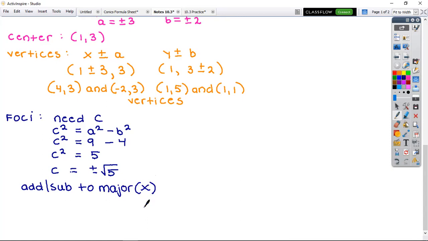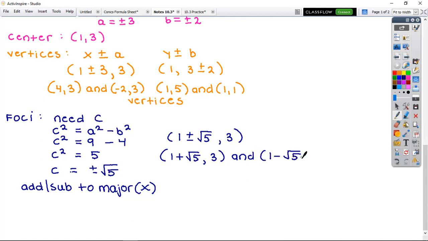Okay. So I'm going to take this center point again, and I'm going to go 1 plus and minus the square root of 5, comma 3, which means that my 2 foci are located at 1 plus the square root of 5, comma 3, and 1 minus the square root of 5, comma 3. So here are your foci.